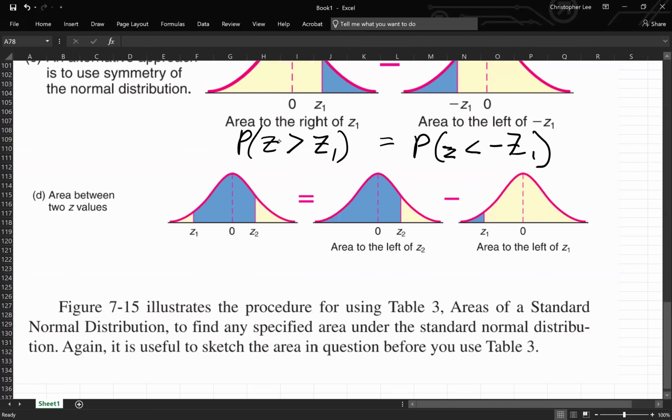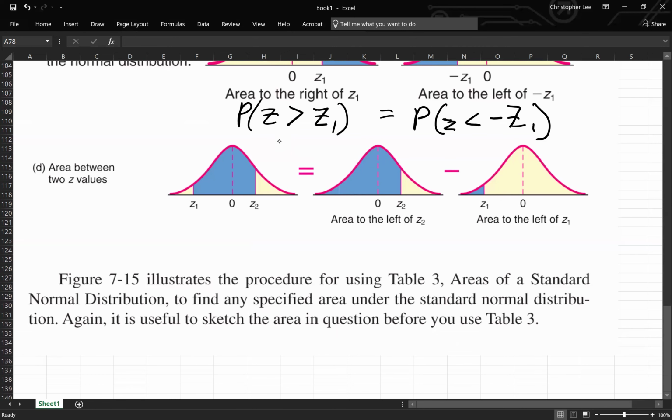This is the pictures that correspond to it, just so you guys know. All right. So figure 715 illustrates the procedure for using table 3, the area of a standard normal distribution to find any specified area under the standard normal distribution. Again, it is useful to sketch the area in question before you use the table.